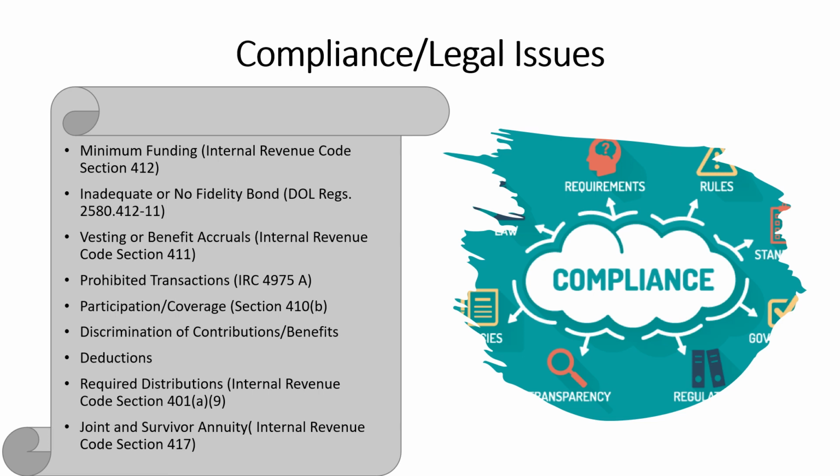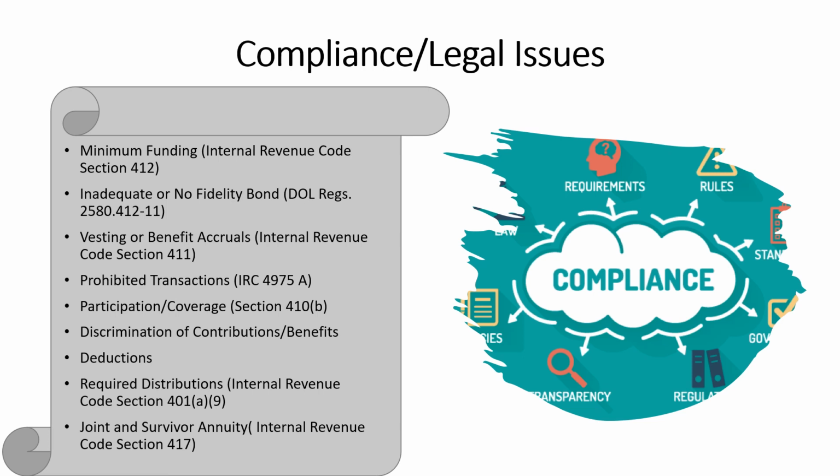Prohibited transactions. IRC 4975A. Loans being made out of plans that do not provide for them. Participation coverage. Plans are failing to meet their testing requirements of Section 410B due to them not meeting participation entry requirements. Discrimination of contributions benefits. The required amount that was supposed to be paid to the retiring participant is not getting paid to them. Deductions. Contributions are not being made timely.